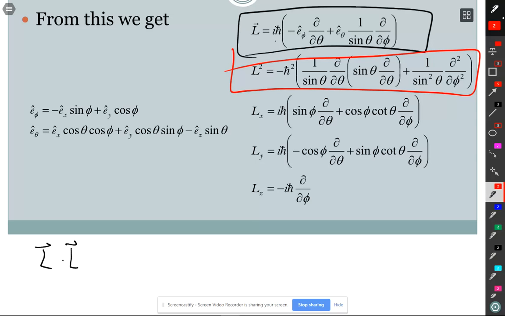4.129 is the definition of LZ, which we have not actually derived, but it's right there. And 4.131 is the L plus L minus. So you can see that it's not a straightforward thing.